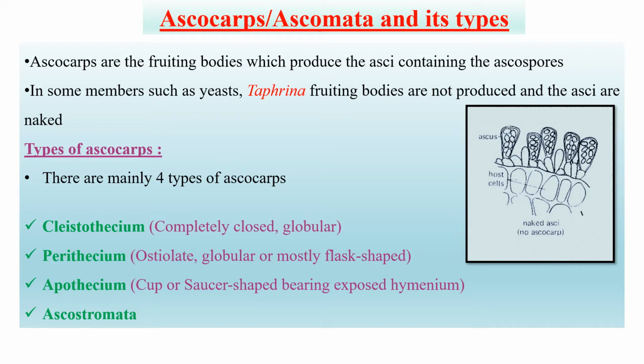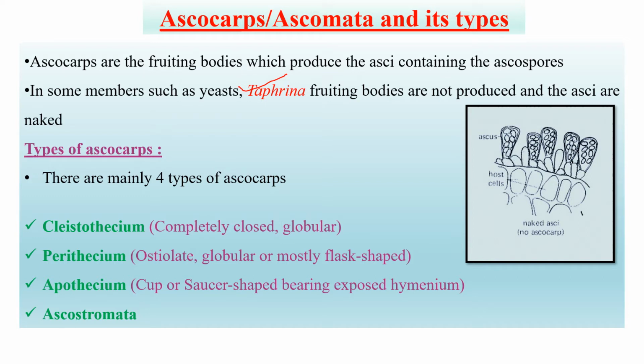So here we can see in some members such as yeast, if you take the example of Taphrina, fruiting bodies are not produced. It means it contains naked asci. This is a very important example. We can find it in multiple choice questions. Naked asci are found in the genus Taphrina. This is the most favorite example from the exam point of view.